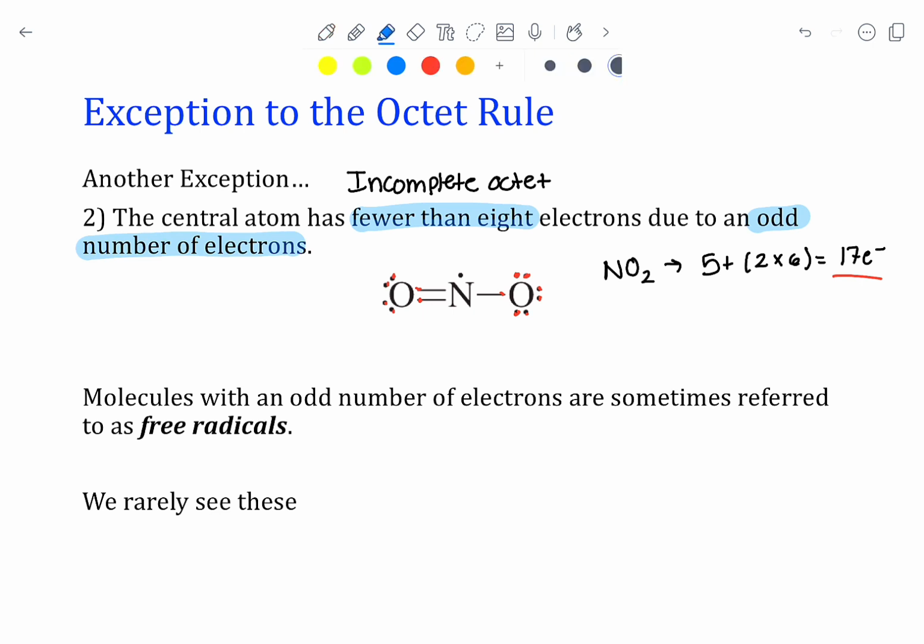A molecule that has an odd number of electrons is referred to as a free radical. So this specific exception is referred to as the free radical exception, where we have an odd number of electrons. It's still an incomplete octet because the nitrogen only has 1, 2, 3, 4, 5, 6, 7 electrons. But it's because of an odd number of electrons, not because I didn't pair my electrons up correctly. And that's called a free radical.